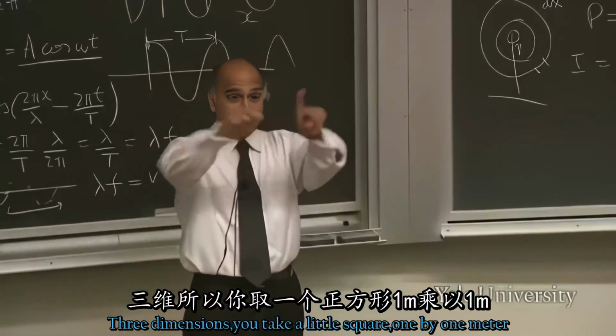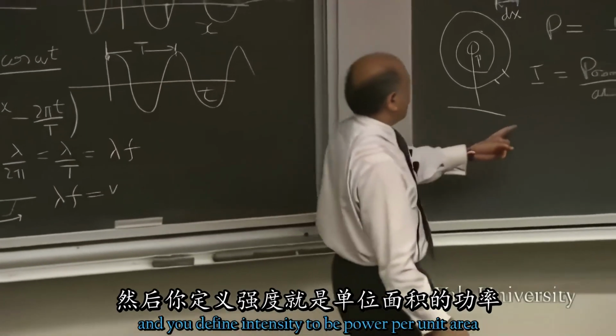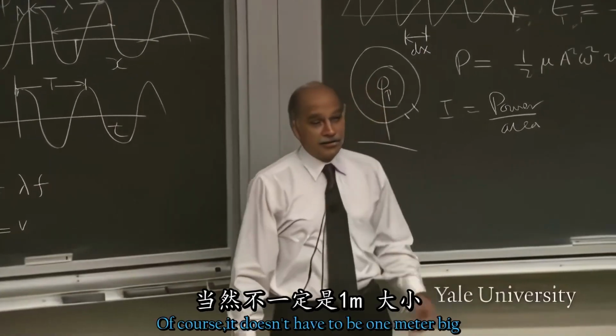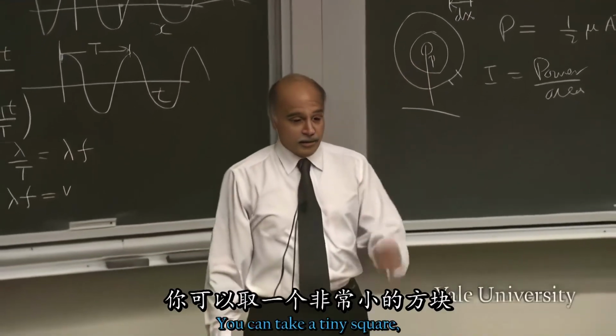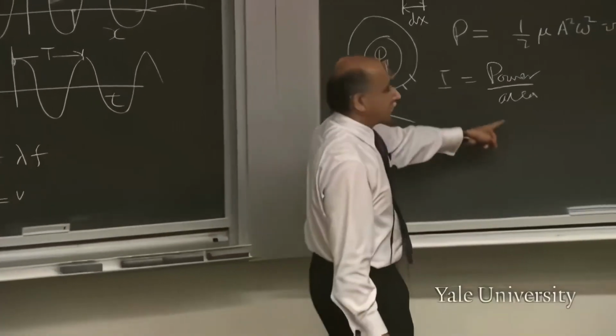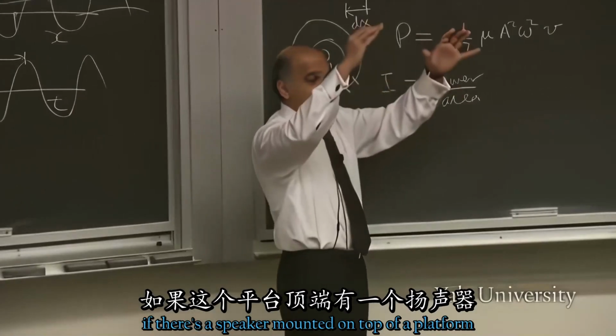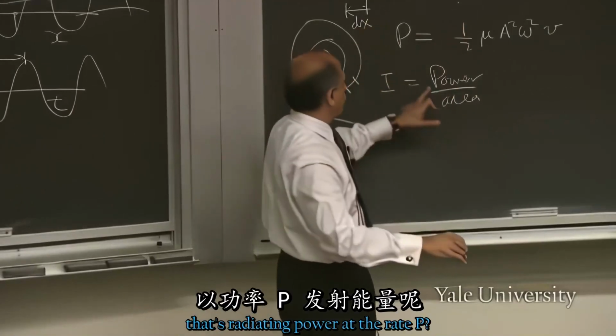Okay? In 3 dimensions, you take a little square, 1 by 1 meter, and you define intensity to be power per unit area. Of course, it doesn't have to be 1 meter big. You can take a tiny square, provided you divide by the area of the tiny square. That is this. So what do you think will happen if there's a speaker mounted on top of a platform that's radiating power at the rate P?